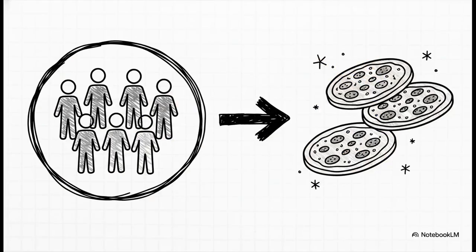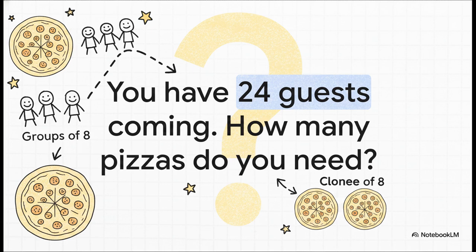Okay, let's make this real. We're going to put that cloning idea into practice with a classic party problem. So you've got a rule, a ratio. For every group of 8 guests that walks in the door, you need 3 pizzas. Simple enough, right? So the real first step is just figuring out, okay, how many groups of 8 do I have if 24 people are coming? Once you know that, you can just clone your pizza order for each group. So take a second. What do you think the answer is?